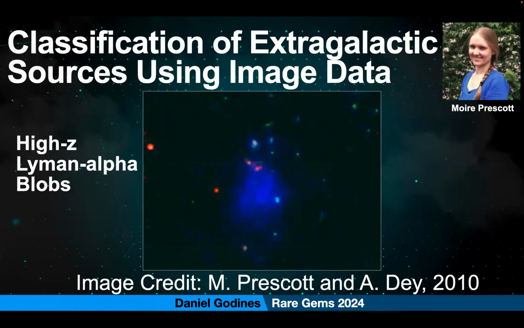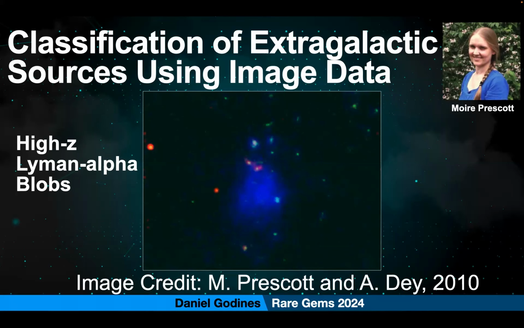This is actually my PhD work, done with Moire Prescott at New Mexico State University. We are interested in studying these high redshift Lyman alpha blobs. These are giant reservoirs, 100 kiloparsecs across, of Lyman alpha emitting hydrogen gas. We find these in protocluster environments and overdense regions. So the picture that we've been forming is that these are the progenitors of some of the largest structures in the universe, these large galaxy clusters. We find these on the nodes of the cosmic web.